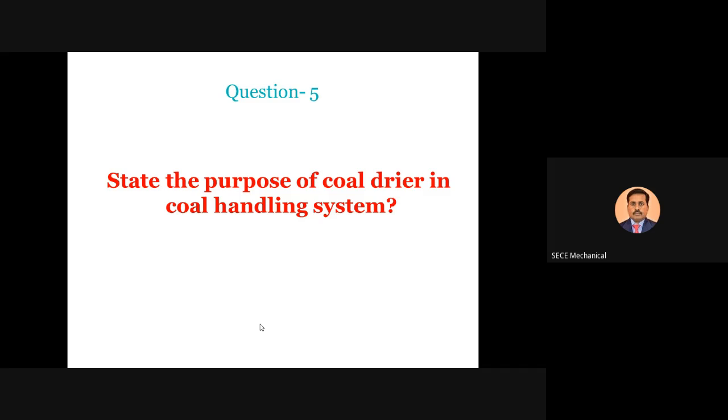Anyone? Students? Students, is it audible? Yes, sir. Anyone kindly please respond. What is the purpose of coal dryer? Sir, to remove the moisture content in the coal, sir.